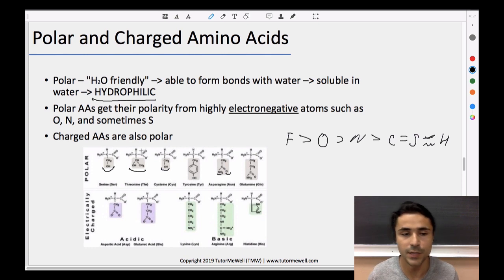And we also need to keep in mind that charged amino acids, these guys here, acidic and basic guys, are also polar. And the reason is, if you look at the end, even though they're charged, they still contain these highly electronegative atoms. Okay, and so electrically charged amino acids, we have two variations here. We have two categories. We have acidic and basic. And so acidic, of course, the signature of that is a carboxylic group, as we can see here. And basic, the signature of that is an amino group, of course. You can see the same thing in lysine, arginine, and histidine.